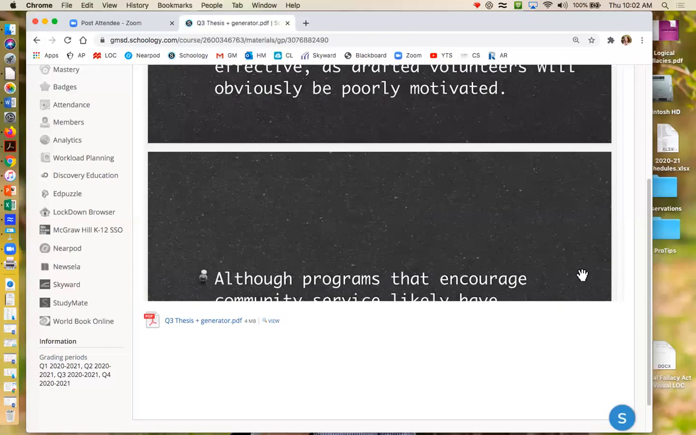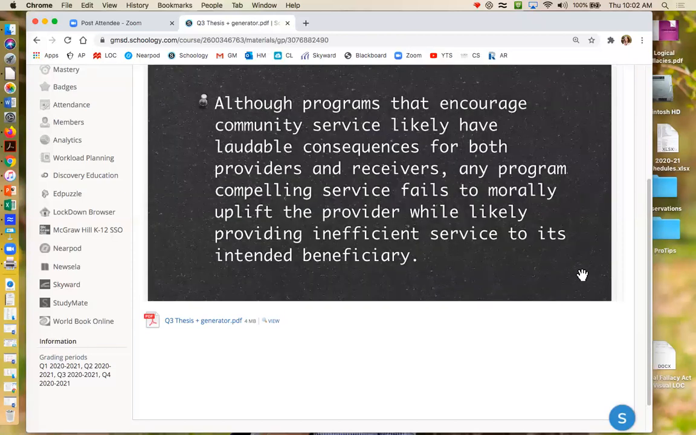Now, here's my thesis statement. Although programs that encourage community service likely have laudable consequences for providers and receivers, that's my subordinate clause talking about the good things about it, any program compelling service fails to morally uplift the provider while likely providing inefficient service to its intended beneficiary. So it's kind of that easy. You find one good thing to say and two or three bad, or one bad thing and two or three good, depending upon which side of the argument you're making.